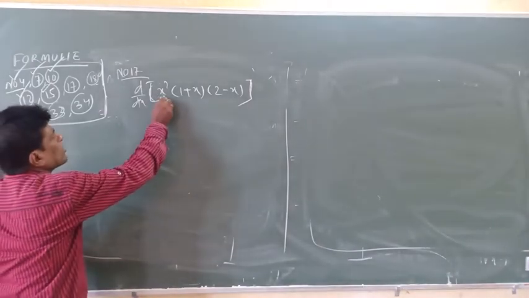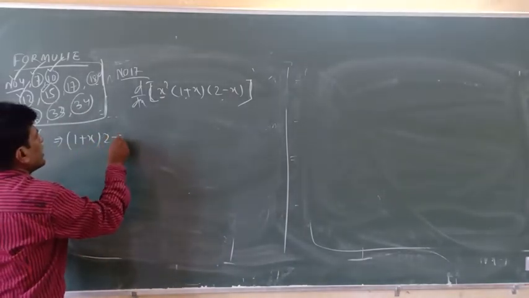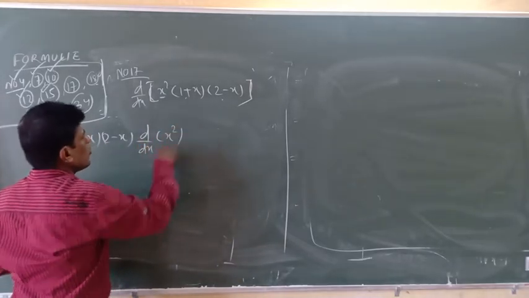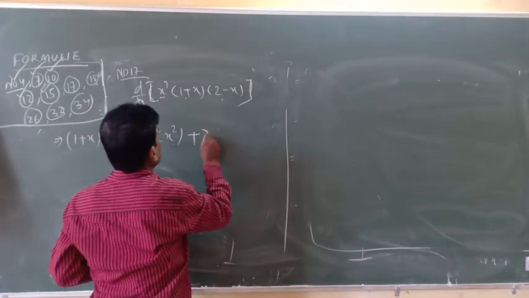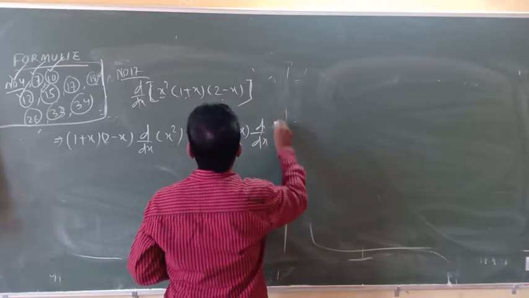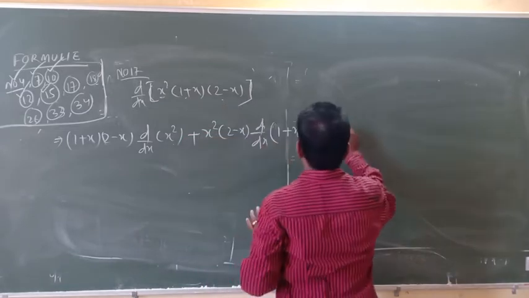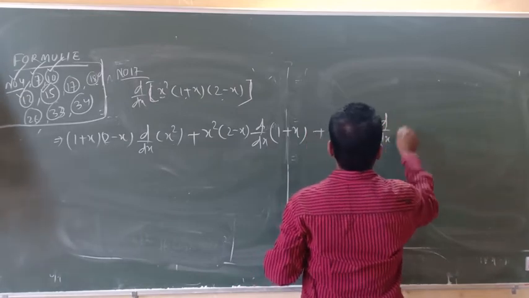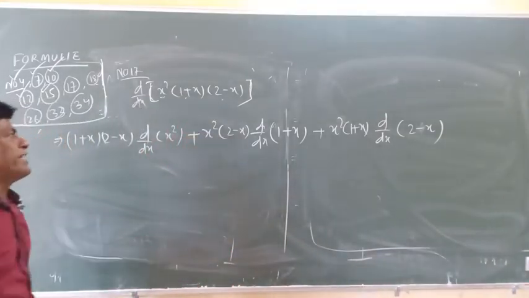Particularly in this case, when we differentiate the first term, then the second term and third term are constant. So 1 plus x, 2 minus x, second and third are constant, d by dx of first, remember, plus when second is differentiated, first and third are constant, x square whole into 2 minus x is constant, d by dx of 1 plus x, second term. When the third term is differentiated, the first and second terms are constant. x square whole into 1 plus x is constant, d by dx of 2 minus x.